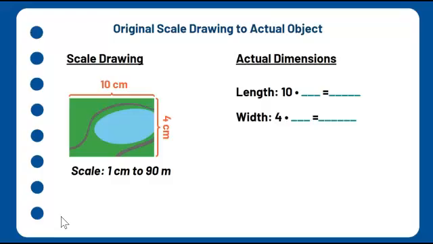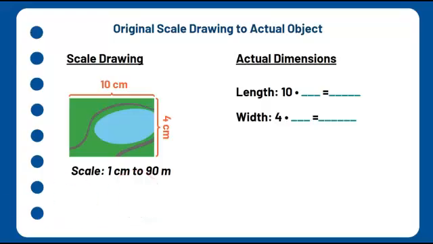The dimensions of the rectangle for the park include a length of 10 centimeters and a width of 4 centimeters. We can use the scale 1 centimeter to 90 meters to find the length and width of the actual park. We can multiply each dimension from the original scale drawing of the park by the scale factor to find the dimensions of the actual park.